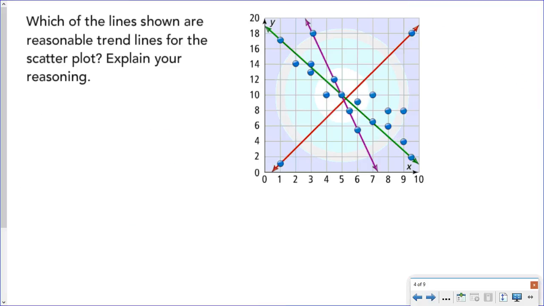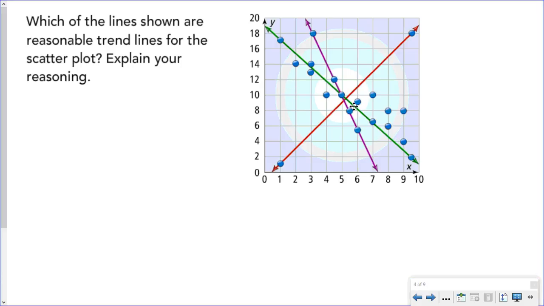Okay, so now we're going to make a judgment. We're going to look at these three lines right here. Which one's the best, basically? I see this red line right here that chops it in half, but it doesn't really go along with the data. I see this purple line right here. It goes along with several of the points really well, but again, it's not real close to my other points.